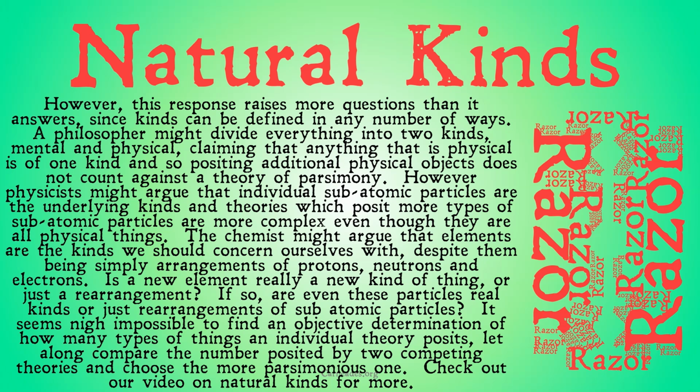Well, when we look around us, it seems like elements behave in a very pre-theoretical way very differently, like different kinds of things, but are they the same kinds of difference as protons and neutrons, which in some ways seem very similar? If so, are even these particles real kinds, or just rearrangements of the subatomic particles themselves? It seems nigh impossible to find an objective definition or determination of how many types of things an individual theory posits, because depending on where you cut those lines, where you decide we're talking about kinds, what particular discipline you're in, we're going to describe any given theory as having a different number of types of things, let alone compare the number posited by two competing theories and choose the more parsimonious one. Check out our video on natural kinds for more on this and some of the challenges with dividing these up.